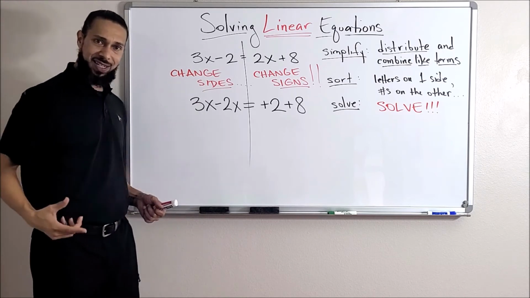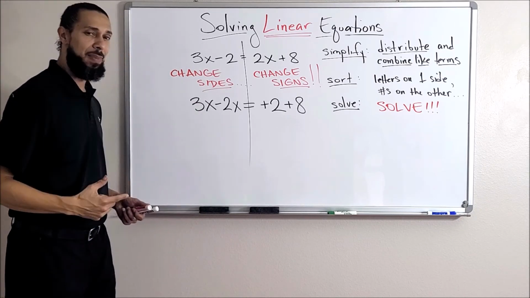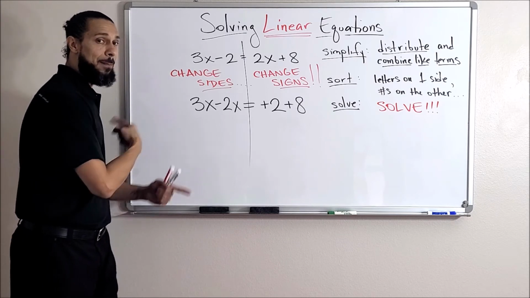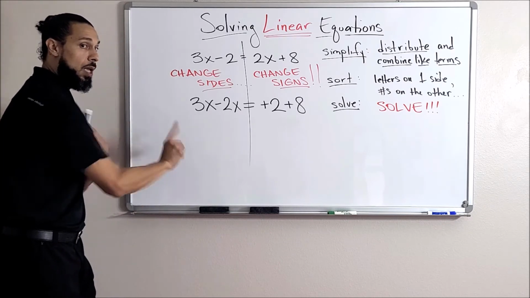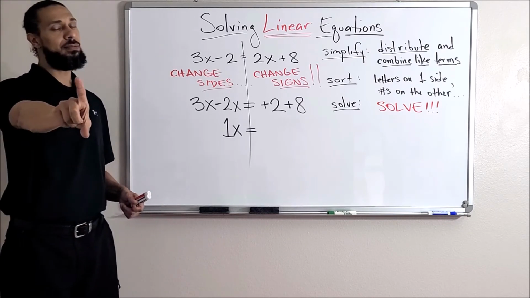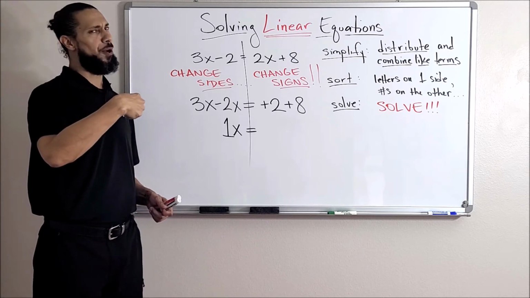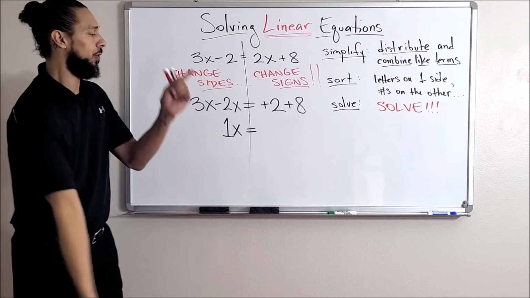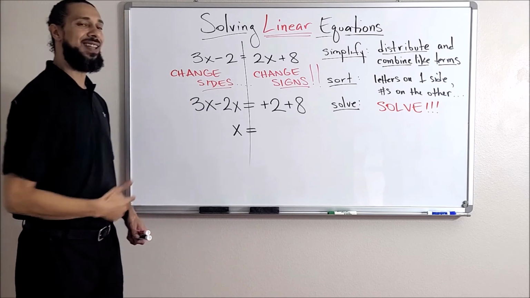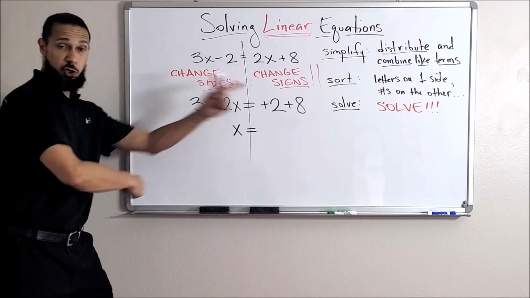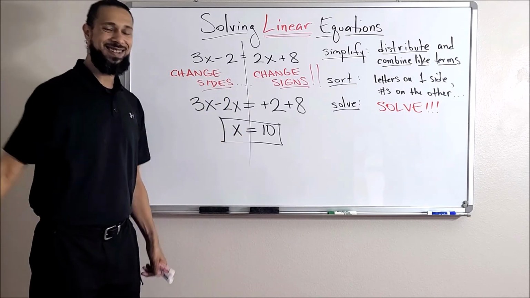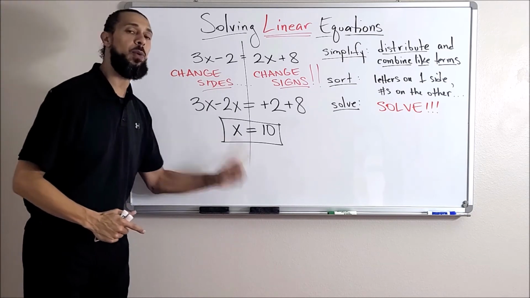Now let's put this stuff together. Now I do have like terms to combine. You know what 3x's minus 2x's is? It's 1x, but we're too smart to leave that 1 in front of the x. We know what to do. That's just x. What do we got left on the other side? 2 plus 8 is 10. Yes. Now let's talk about what that means.